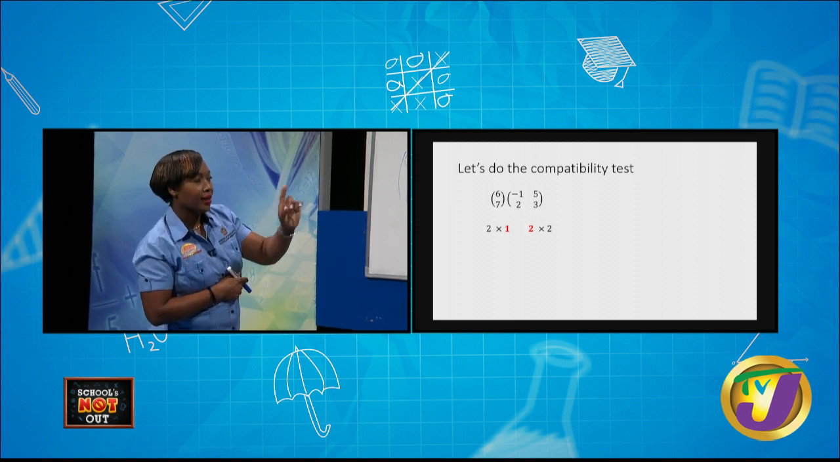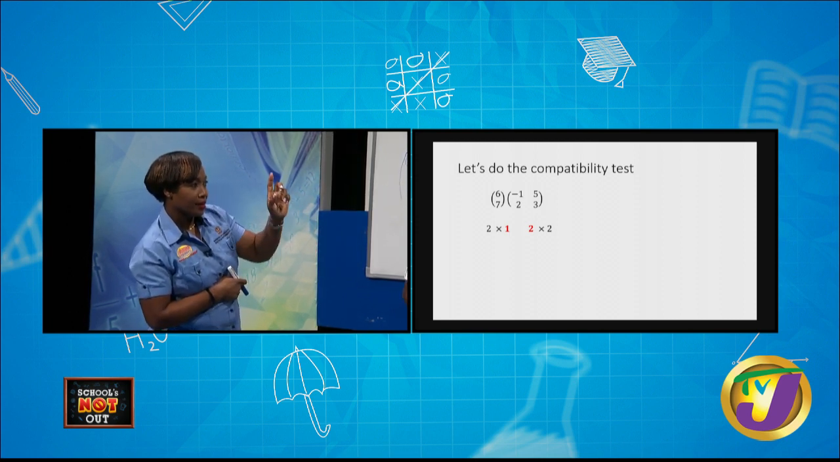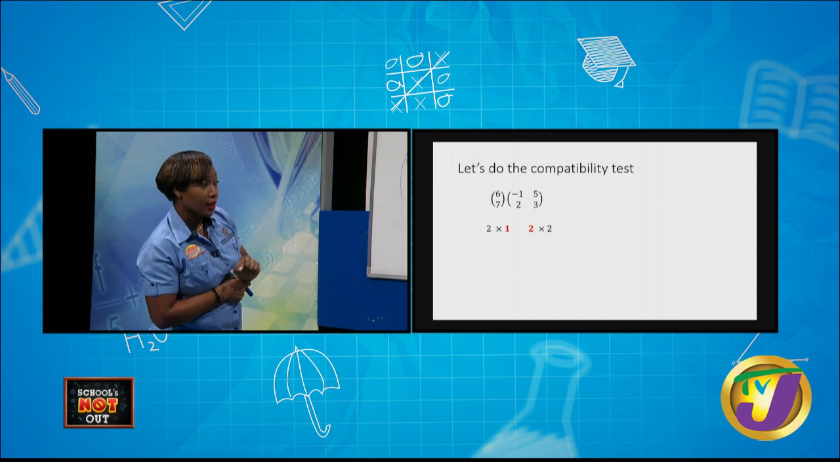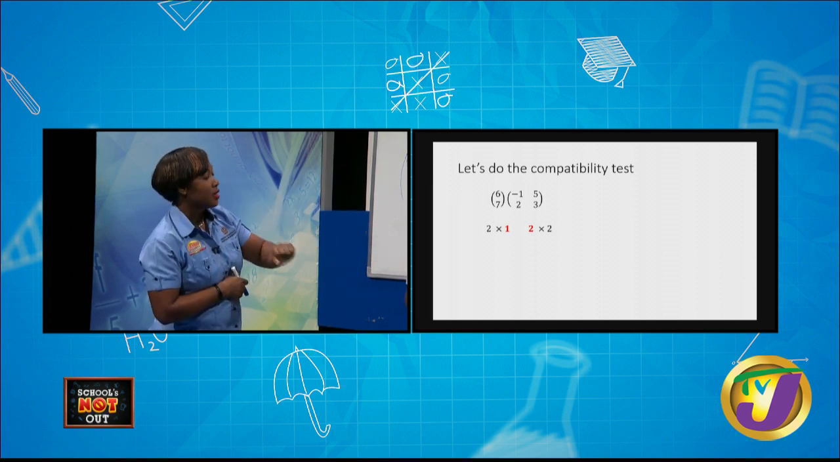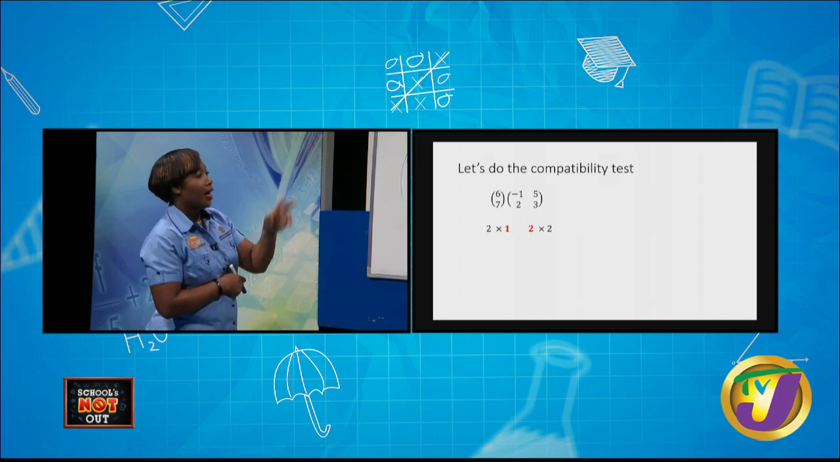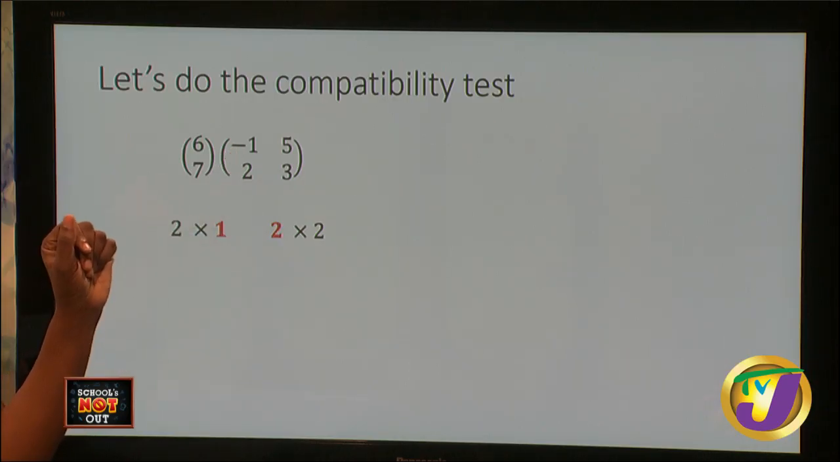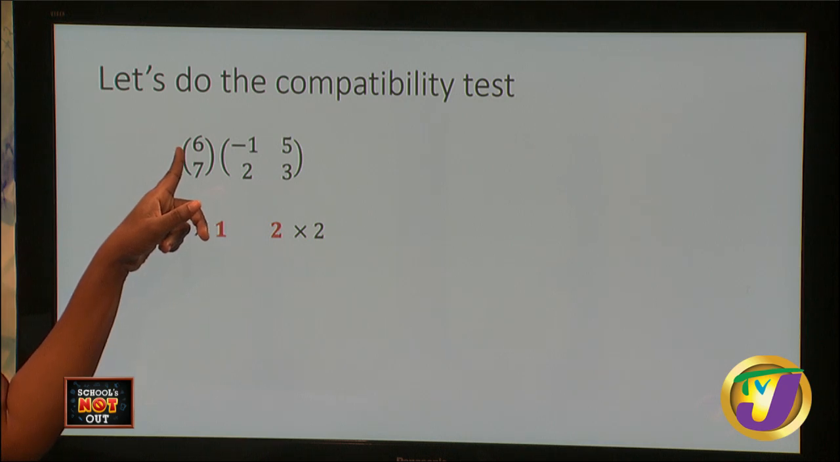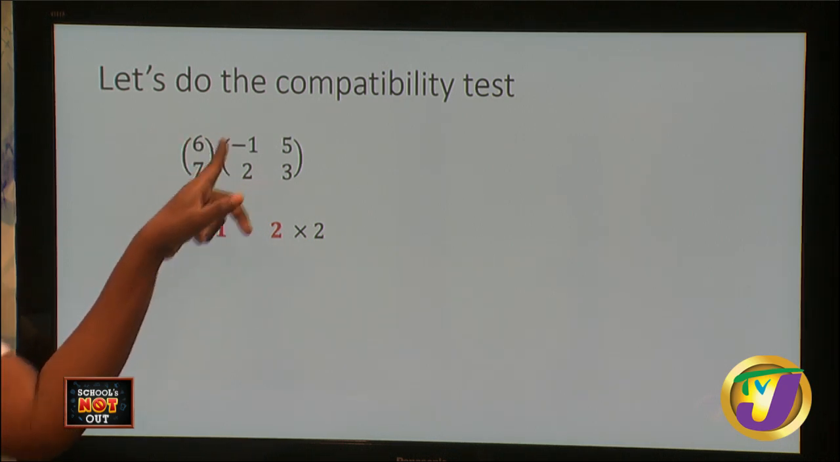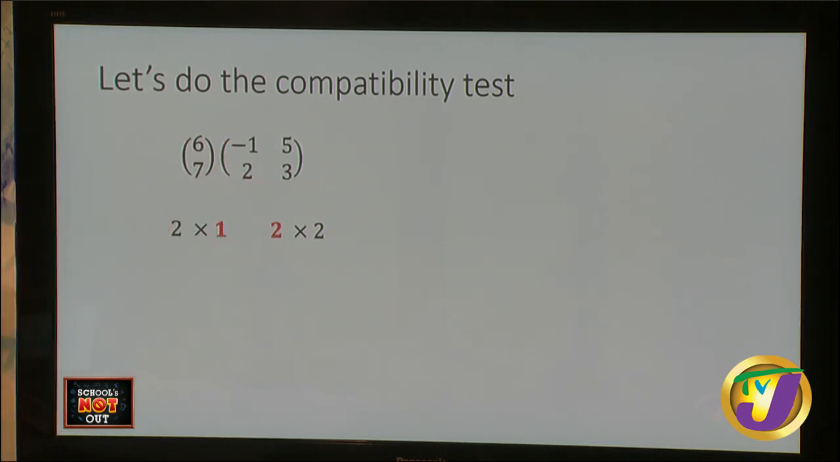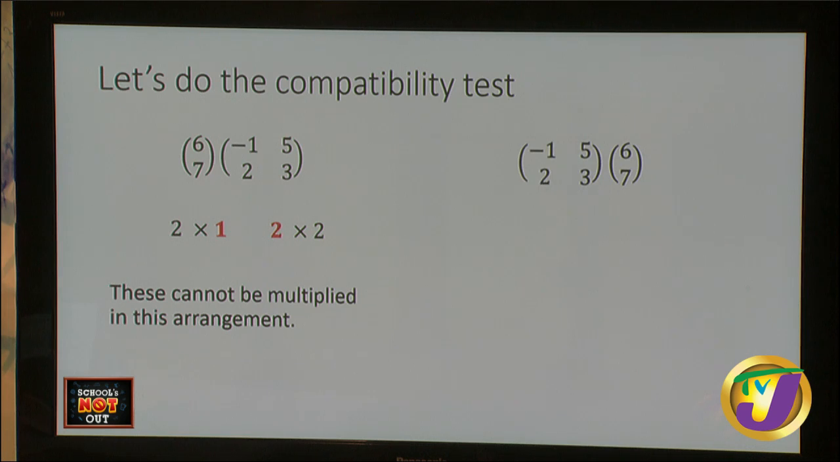However, the second matrix has 2 rows, and each of those rows has 2 elements. We're looking at the column now. Each of those columns has 2 elements. So we have a problem. Yeah, because I only have 1 element, so this 6 in my row can't work for these 2 here. So we can agree then that my row has fewer elements than my column. So these cannot be multiplied in that arrangement.